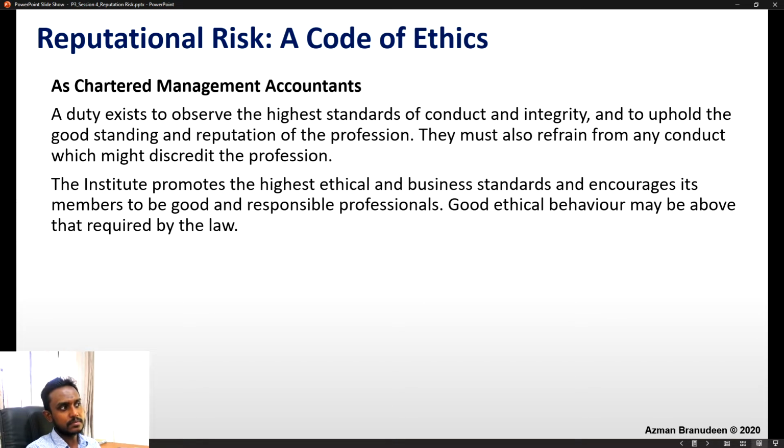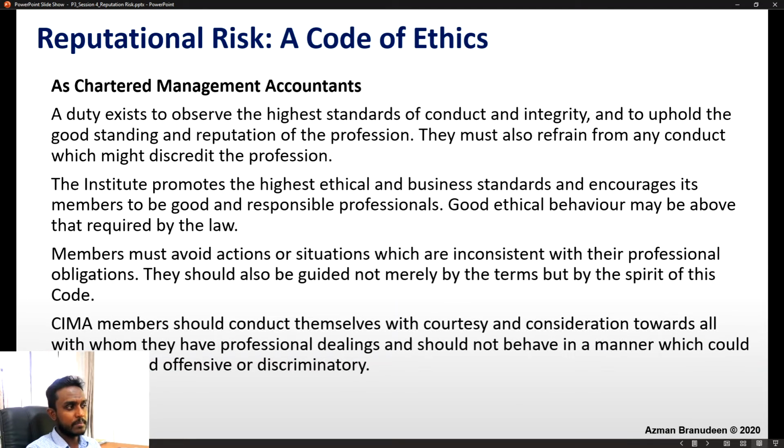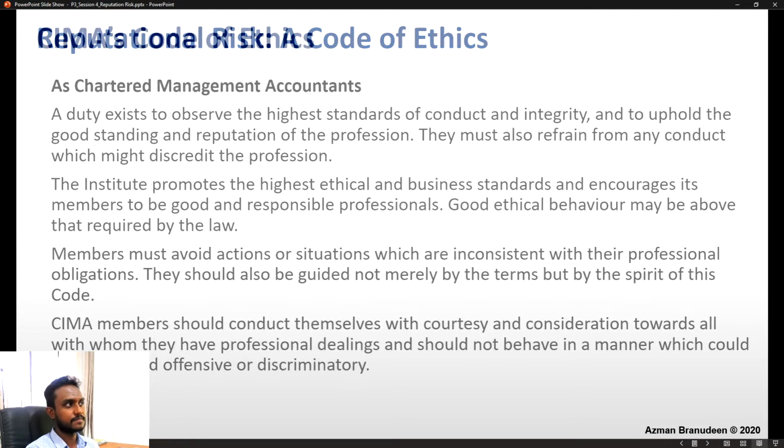Now, the institute promotes the highest ethical and business standards and encourages its members to be good and responsible professionals. Good ethical behavior may be above that required by the law. Members must avoid actions or situations which are inconsistent with their professional obligations. They should also be guided not merely by the terms but by the spirit of this code. So CIMA members should conduct themselves with courtesy and consideration towards all with whom they have a professional dealing, and should not behave in a manner which could be considered offensive or discriminatory. All very relevant to all of us.